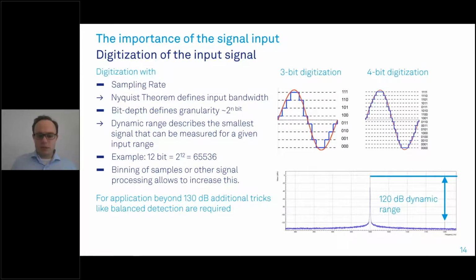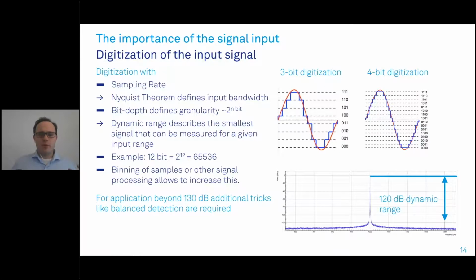Now, for applications where you want to go beyond that, beyond those 13 orders of magnitude in power, there might be additional tricks required, for example using balanced detection, because this already allows you to minimize the input range to the relevant measure.